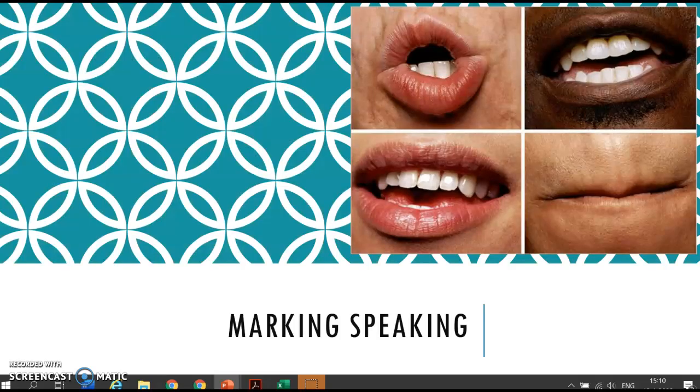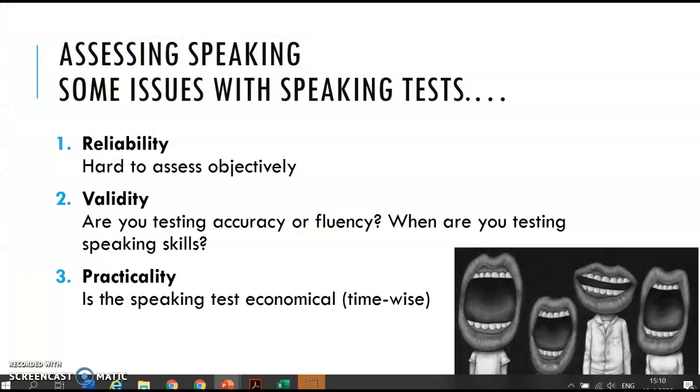Assessing speaking has a few difficulties. Again, we need to point towards reliability, validity, and practicality, because it's very hard to assess speaking objectively. It might be that you are doing the speaking test one-on-one with one of your students who just misbehaved in your classroom. Try to be objective, try to be kind, and really listen to the language level at that point. It's very hard.